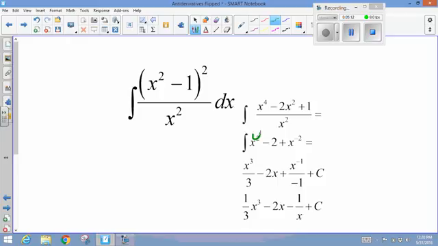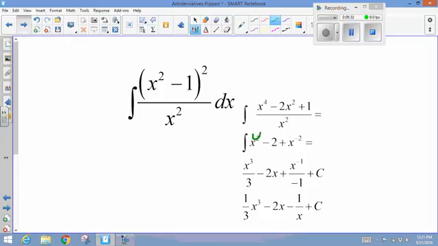Then I simplify. Usually, you'll rewrite it as 1/3 x to the third, but sometimes I've also seen it as x to the third over 3, so it pretty much doesn't matter. And then minus 2x, and then minus 1 over x plus c. You do always simplify the negative exponents so that they become a positive exponent by putting them in the denominator.